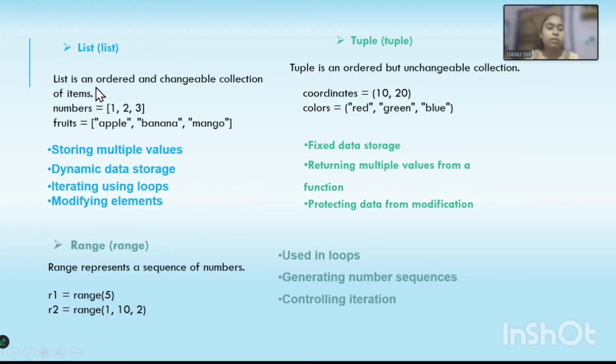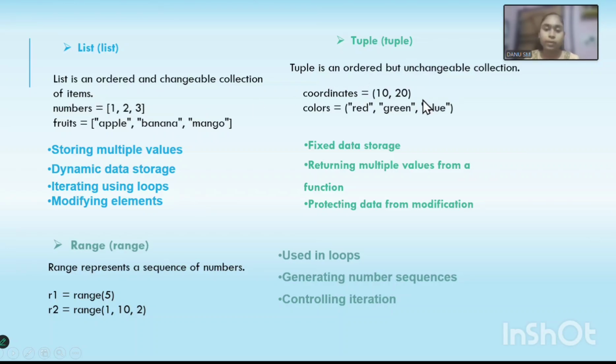Next is list. List is an ordered and changeable collection of items. Example, numbers equals 1, 2, 3. Square brackets are used to store the values separated by commas, and in a list the data can be changed. It is used for storing multiple values, dynamic data storage, iterating using loops, and modifying elements. If we want to modify the elements after declaring, we should use a list.